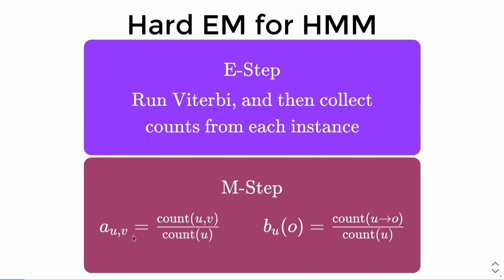Once you have the A's and B's estimated, you can return to the E step to run the Viterbi, and you can collect the counts information and then pass such information to the M step. And just repeat.